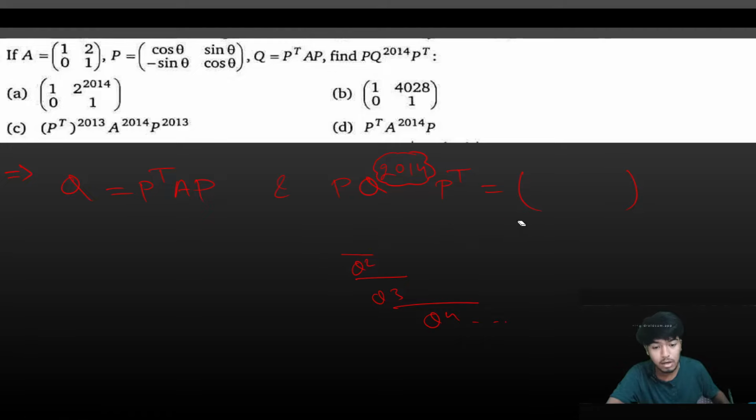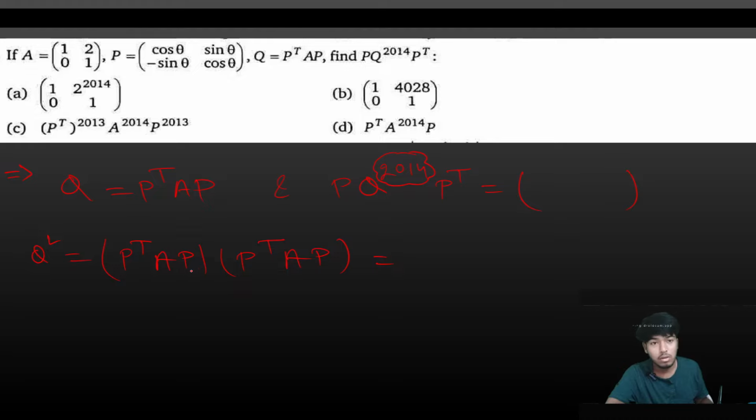In the exam, how do we solve? Just follow me. Write down the Q square. What is the Q square? P transpose AP, then again P transpose AP.